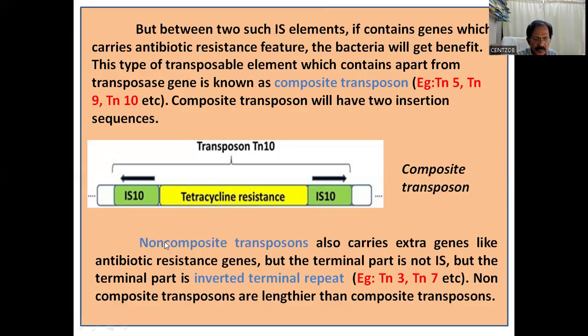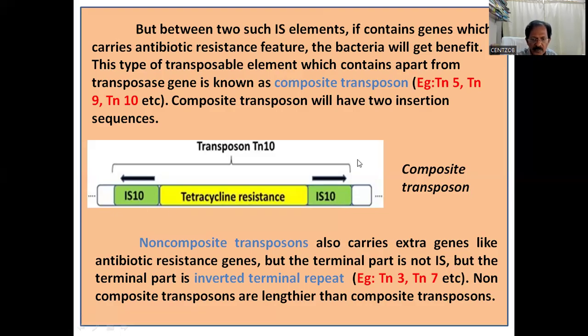You see, this is IS, this is IS. Two IS elements are there. This is one peculiarity. And an antibiotic resistant gene is there. Here, IS10, why? It is the Tn10 bacterial transposon. This diagram is that of the Tn10 bacterial transposon, where the antibiotic resistant gene is for tetracycline. Remember it. Composite transposon examples: Tn5, Tn9, Tn10, etc. Here the diagram is Tn10. That is why here it is IS10.